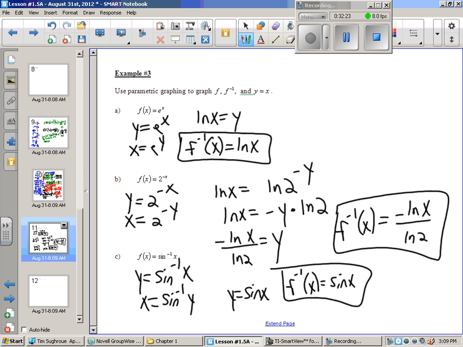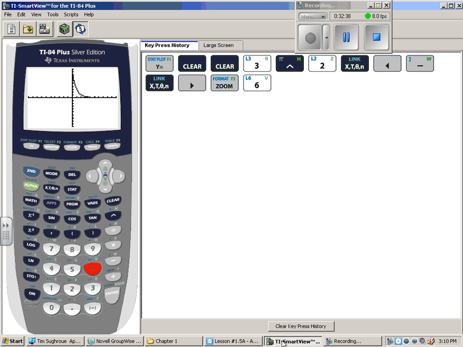But the bottom line is they really want you to just show it in your calculator. So if I have e to the x, the whole idea behind this, and then they want you to graph y equals x. I'll do one of these, and then I'm going to run out of time here. So I'll just do one so that you can see how they want you to type it in parametric mode.